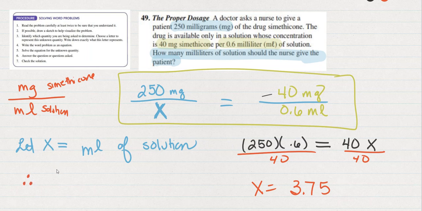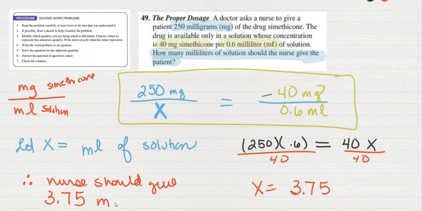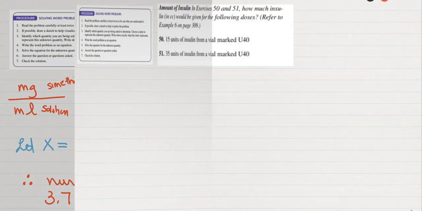Therefore, the nurse should give 3.75 milliliters. Therefore, oh, I said therefore, and I wrote these 3 dots. If you're not familiar with this symbol where we've got a triangle where the bottom 2 dots are flat, and then 1 dot above it, that symbol is another way in math of just saying therefore. So you could write the word therefore out, or you could use that symbol.